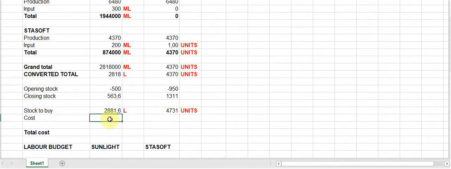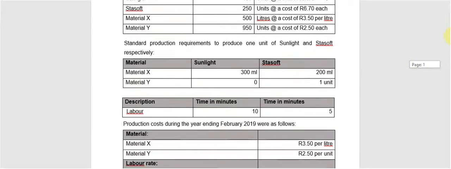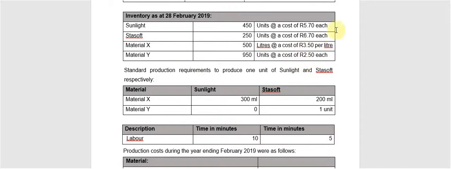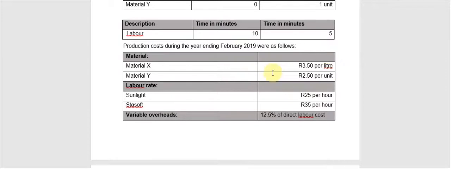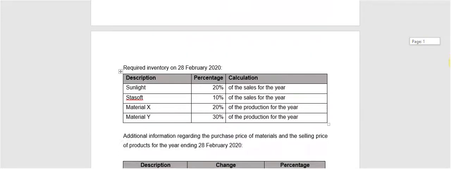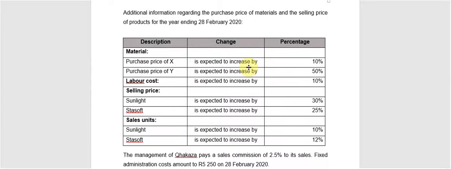Now we need to go and consider the cost, and you will see that there are some changes in the prices, so we just need to be careful. It was given to us twice, as a matter of fact. Here the prices were given for 2019, and here the prices for 2019 were given again. And then they tell us that there is an increase. So for material X, the price increase is 10%, and for material Y, the price increase is 50%. So we need to go and apply that.